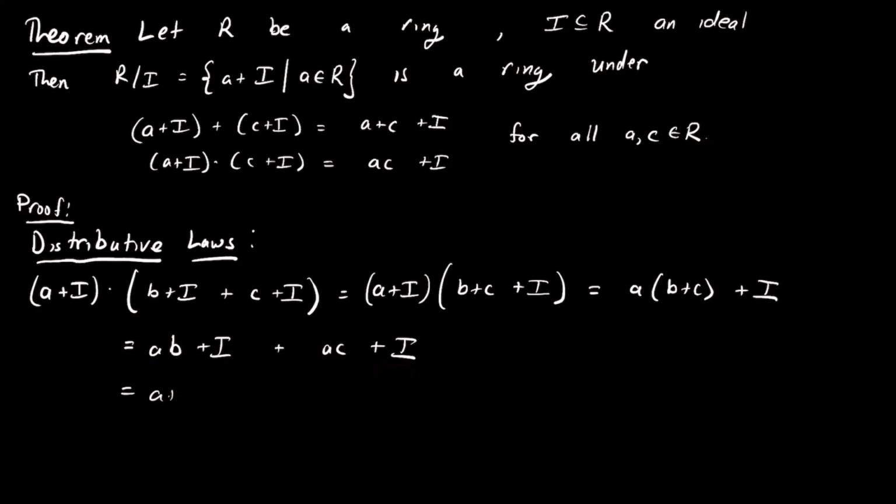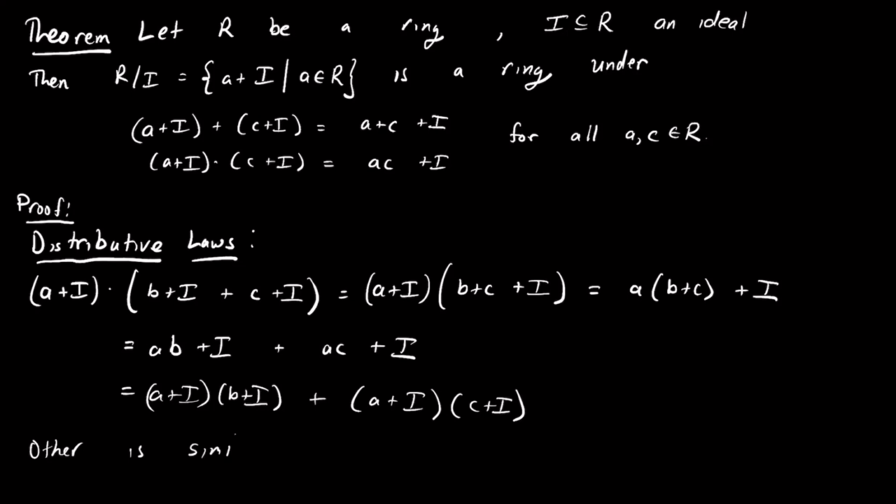So this is going to be A plus I times B plus I. And then the second guy is going to be A plus I times C plus I. And then I'll just say that the other distributive law is similar. I'll leave that as an exercise if you'd like to try it. But it's the same proof. We're just putting A plus I on the other side. We're doing B plus I plus C plus I times A plus I.